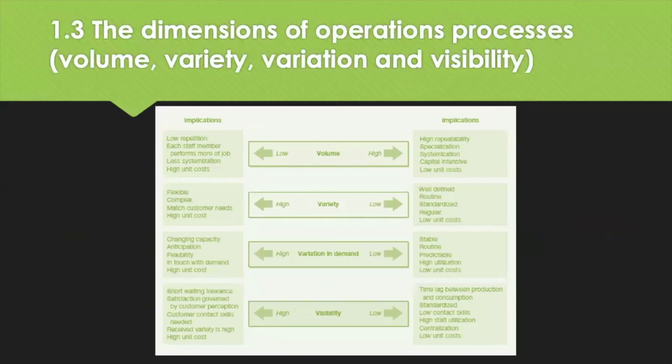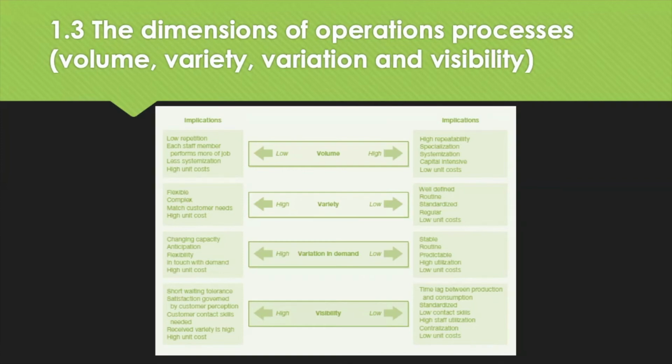So a process with a high volume of output will have a high degree of repeatability. That means the same thing will happen over and over again. In contrast, a low volume process with low repetition cannot specialise to the same degree. Employees are likely to perform a wide range of tasks, and whilst this may be more rewarding, it's less open to systemisation. So processes that produce a high variety of products and services must engage in a wide range of activities. A high level of variety may also imply a relatively wide range of inputs to the process and the additional complexity of matching customer requirements to the appropriate product or service.